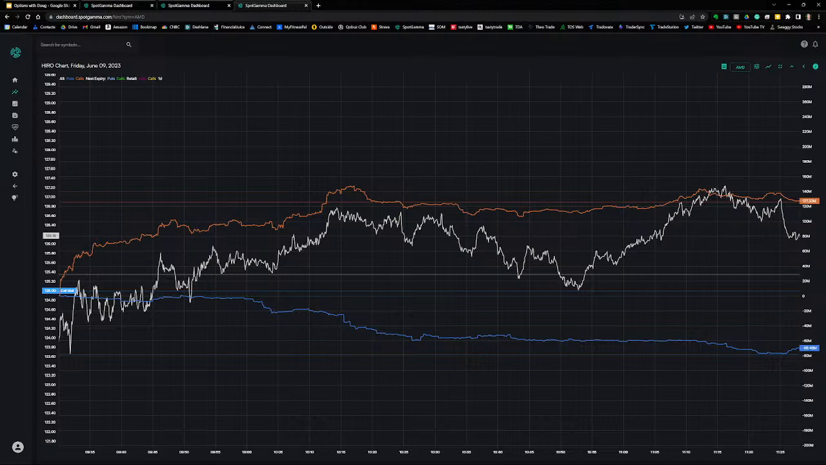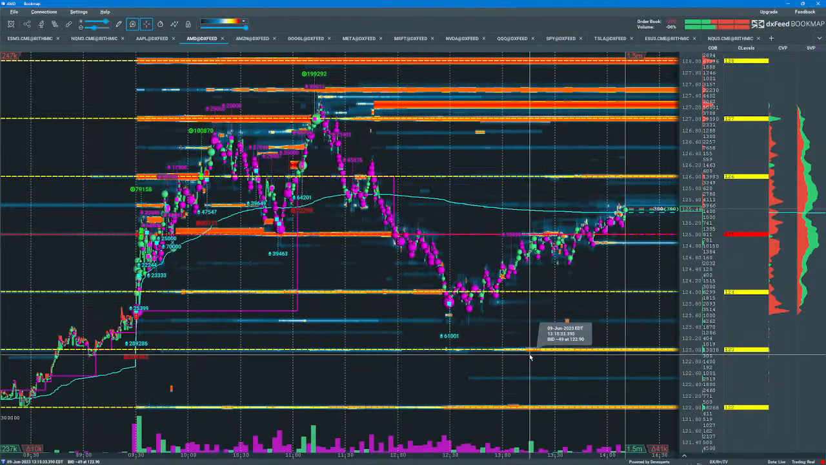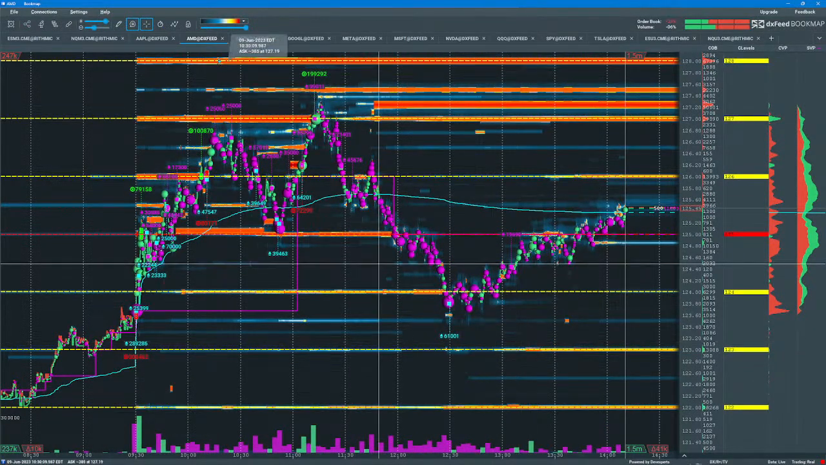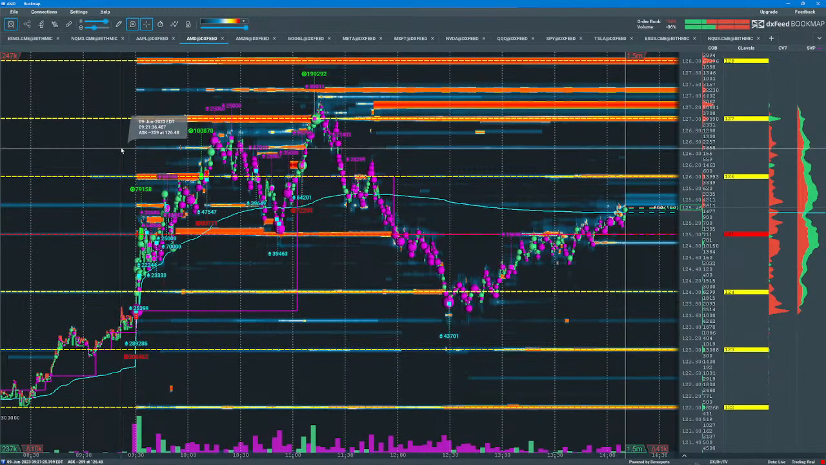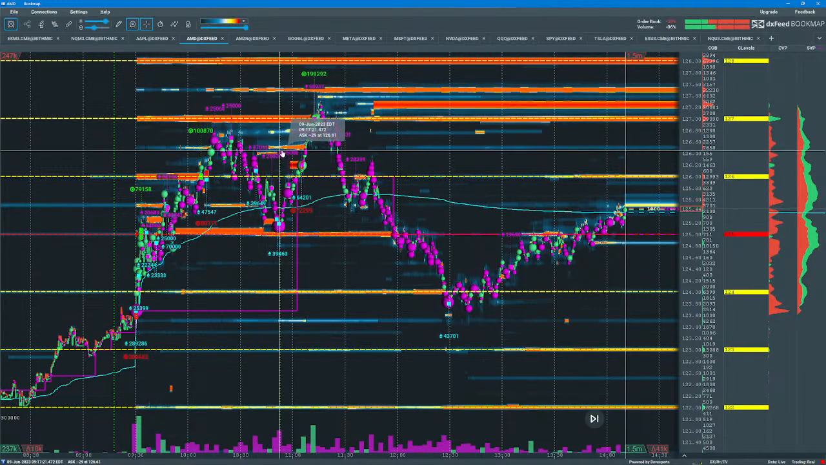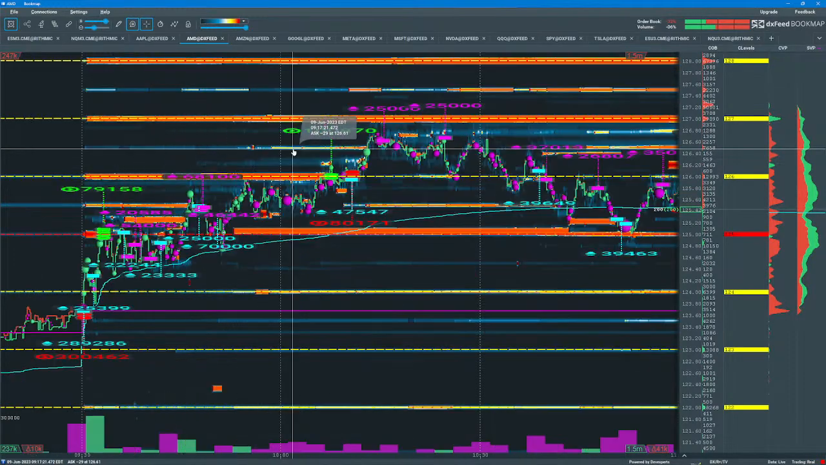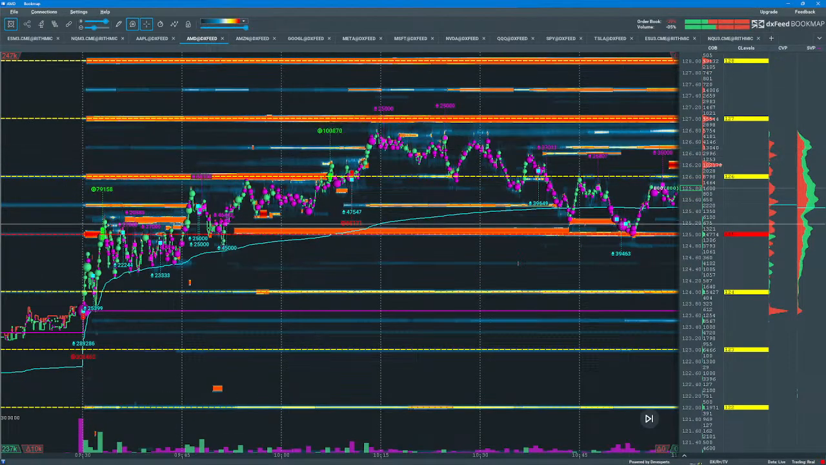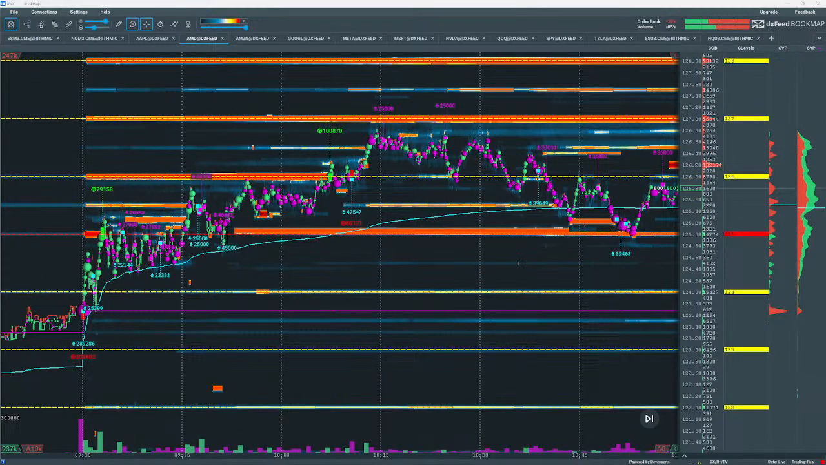All right, so there's AMD, call buyers helping to drive price above the call wall. Let's take a look at Bookmap. Zoom in on the morning session. And again, here's the 125 call wall.